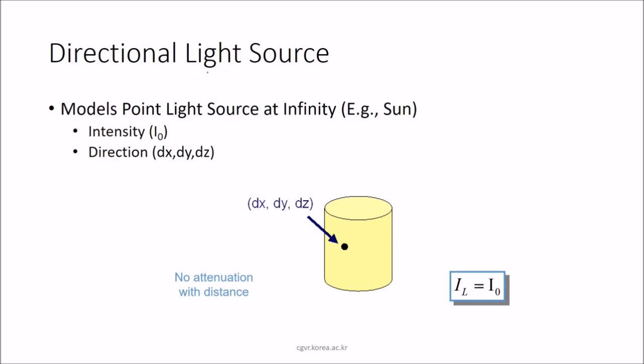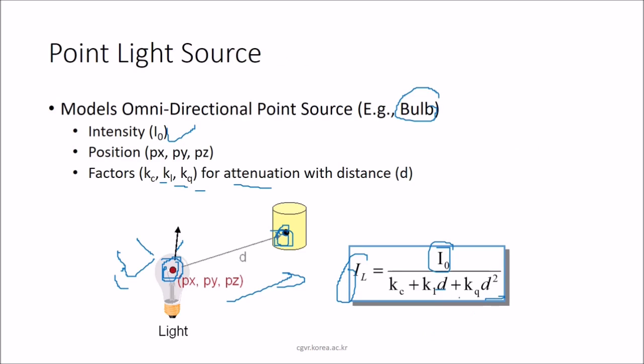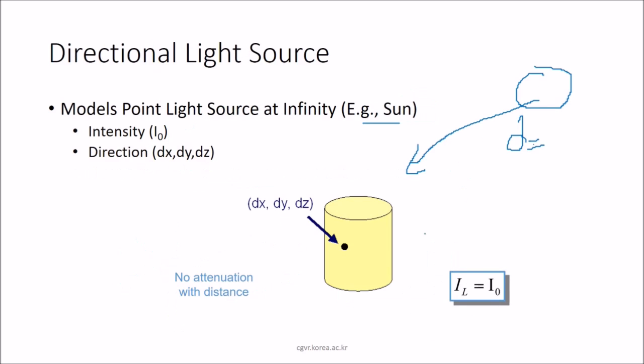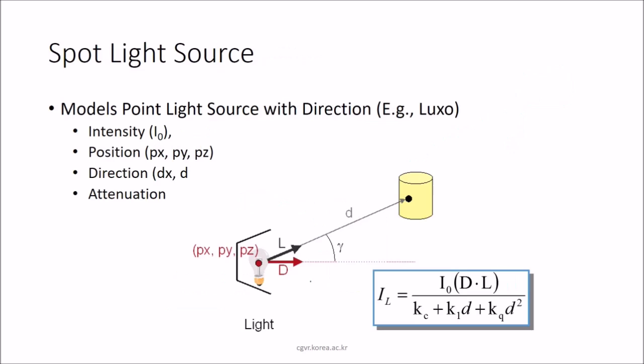What about the directional light source? A directional light source, for example, is the sun. The sun is considered to be a directional light source. This models a point light source at infinity, so the distance becomes very large. In the previous expression, if you place d as infinity here, we get IL equal to I0. So the intensity is given by I0, and the direction is given by dx, dy, and dz. We consider no attenuation or degeneration of light with distance.